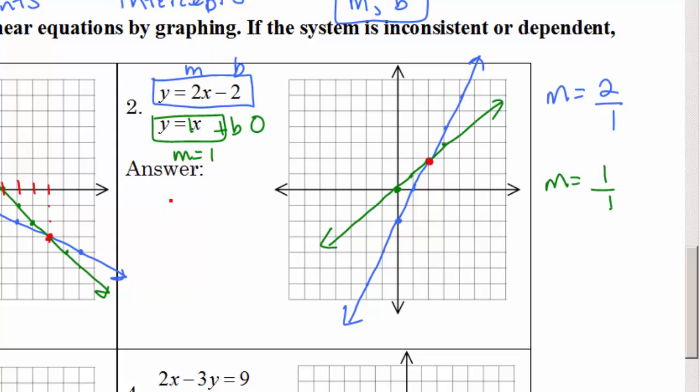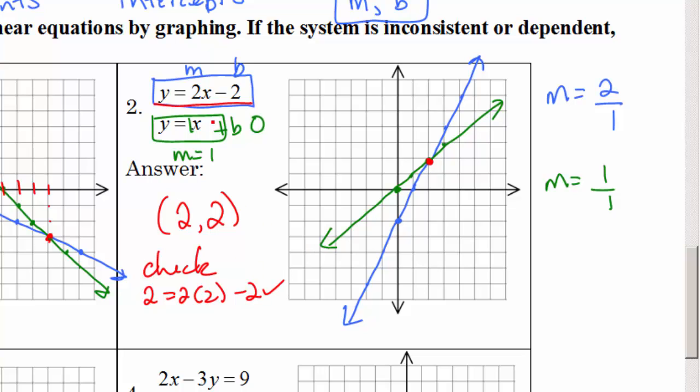So that point is (2, 2). And again, you could check it by plugging it back in and saying, does 2 equal 2 times 2 minus 2? Yes. Check it in here. Does 2 equal 2? Yes. So those two lines intersect at a single point. Now those were kind of easy because they were already solved for y.